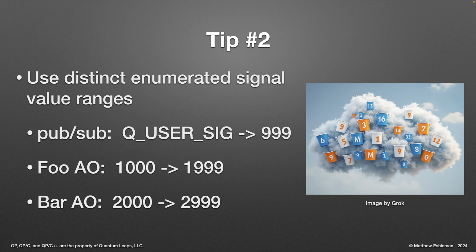And then each active object would get a block of 1,000 or however you want to do it for your project. And again, this is all about avoiding mistakes, and in a debugging scenario or where you're logging with printf or some other logging mechanism, just making it just a little easier to know which active object that signal belongs to.